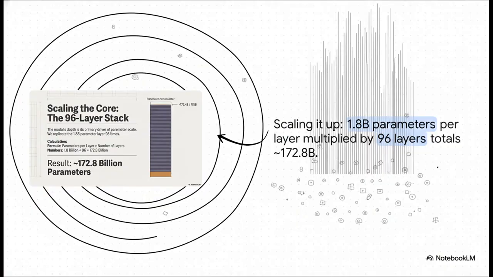And this right here is where that mind-boggling scale comes from. We take the 1.8 billion parameters from one layer, we multiply it by 96, and suddenly we're at a staggering 172.8 billion parameters. I mean, just look at our accumulator bar now. It's shot all the way to the top. This is it. This is the absolute core of GPT-3.